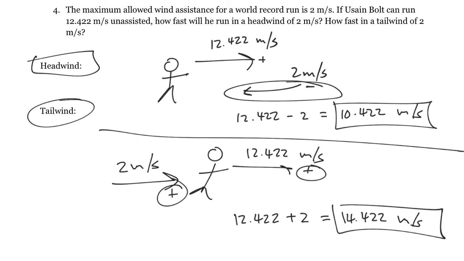So when two speeds are going the same direction, you add them. If they're going opposite directions, you're going to subtract them. And that's when the direction really starts to matter. The vector part starts to matter.